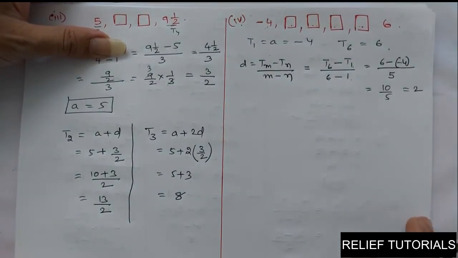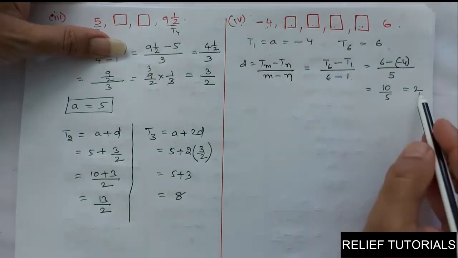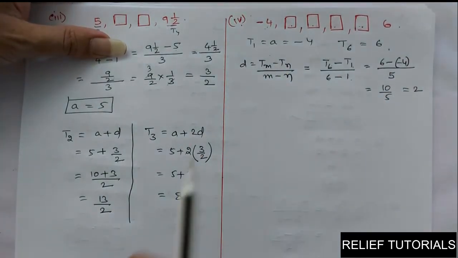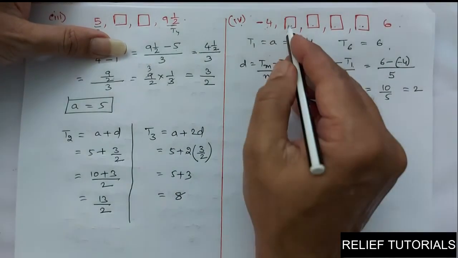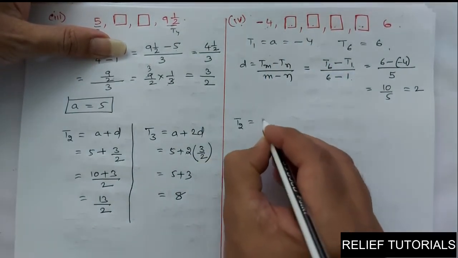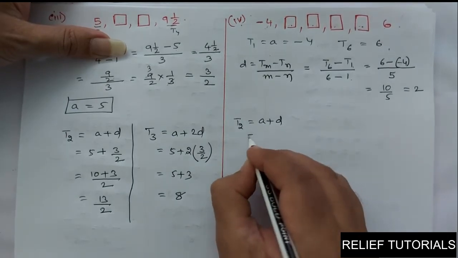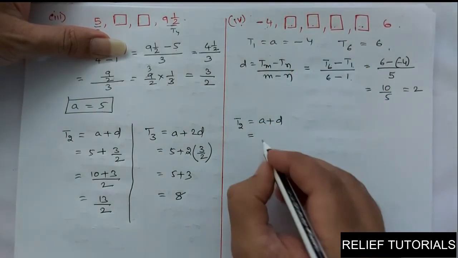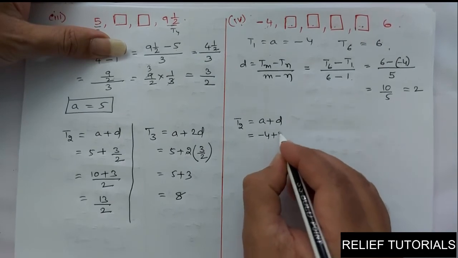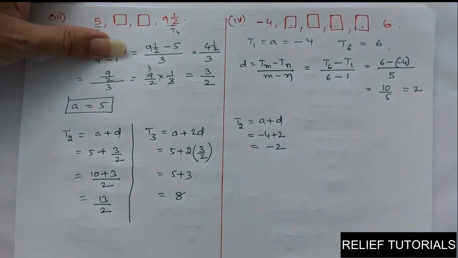So difference is equals to 2. So you have D is equals to 2, you have A. So when you get A and D, you can find any term. Okay. Now you have to find T2. So T2 is equals to A plus D. So A is how much here? So A is minus 4. D is 2. So minus 4 plus 2. So that is equals to minus 2.